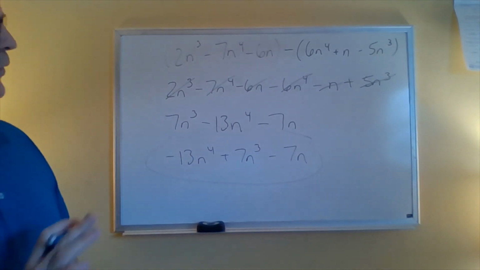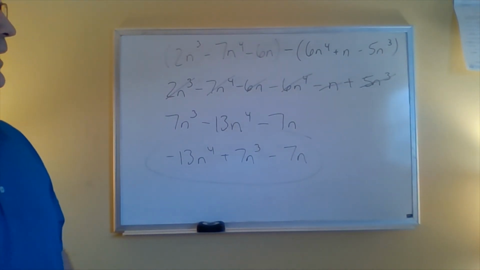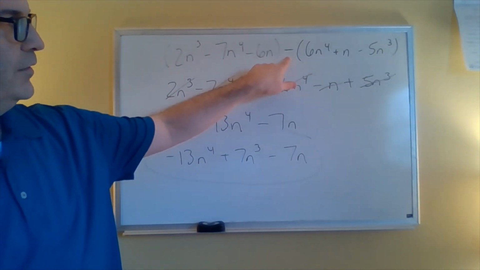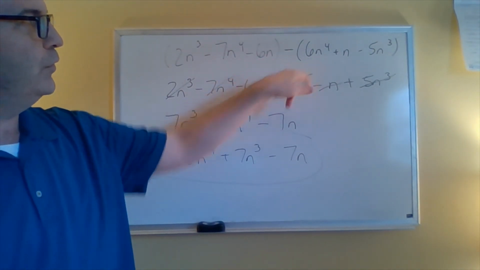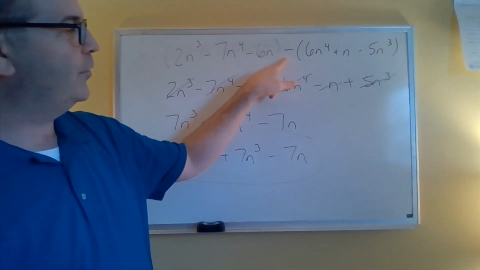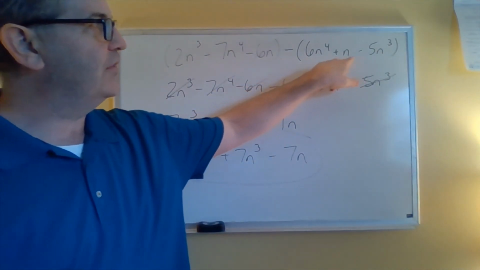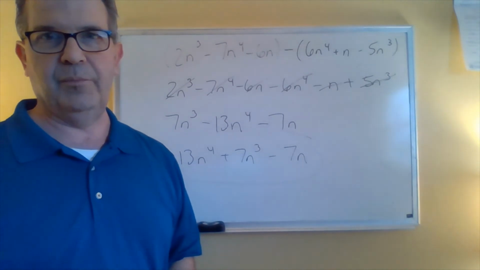So hopefully that helps with the addition and subtraction part. Again, the main thing we have to watch is the operator in between. If it's a plus sign, we're good. We can just rewrite it without the parentheses. If that's a minus, don't forget, you have to change the sign on everything in here first before you combine like terms.